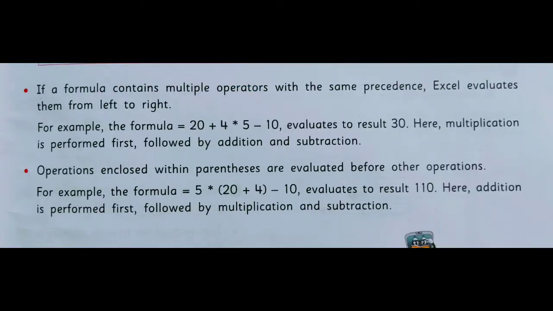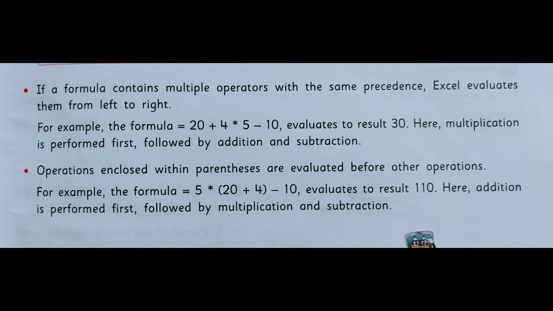If a formula contains multiple operators with the same precedence, Excel evaluates them from left to right. For example, the formula 20 plus 4 into 5 minus 10 evaluates the result 30. Here multiplication is performed first, followed by addition and subtraction.